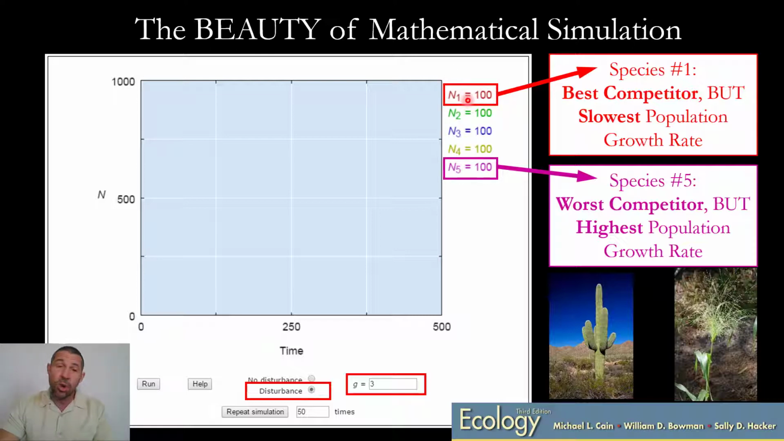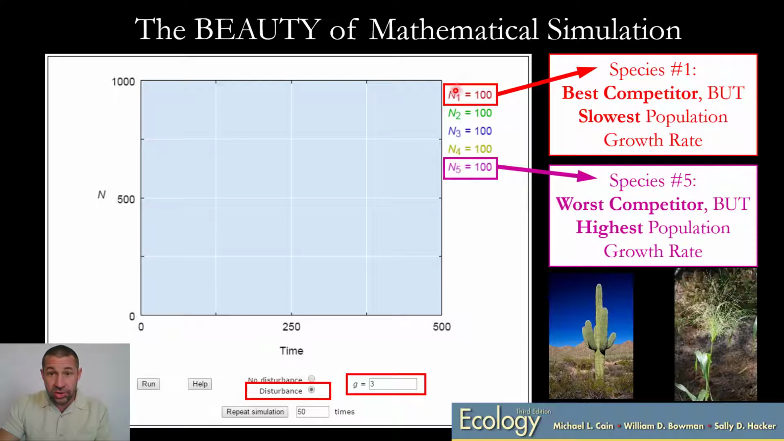So species number 1 in the Sonoran Desert would be like the saguaro cactus, right? It outcompetes the other species, but it grows very slowly. It takes like 70 years before the saguaro cactus will flower and reproduce.